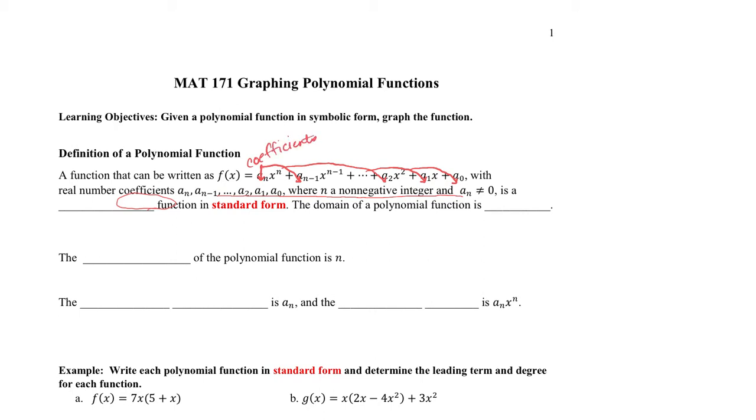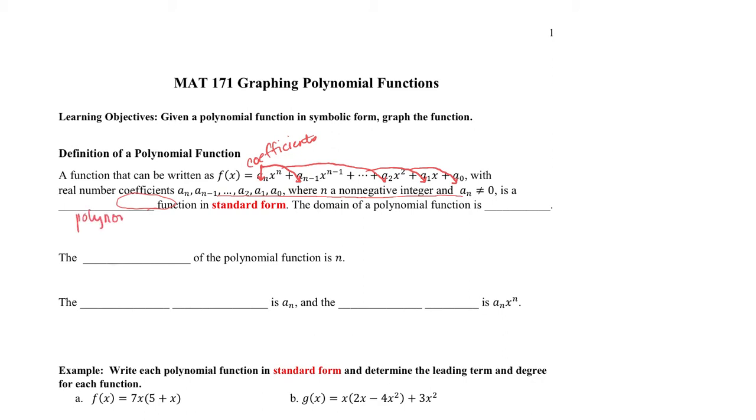Okay, n is a non-negative integer, so it's like a counting number, 1, 2, 3, 4. And a sub n is not going to equal 0. If it's a non-negative integer, it's not a fraction. So the degree is a whole number. And that is the definition of a polynomial function.